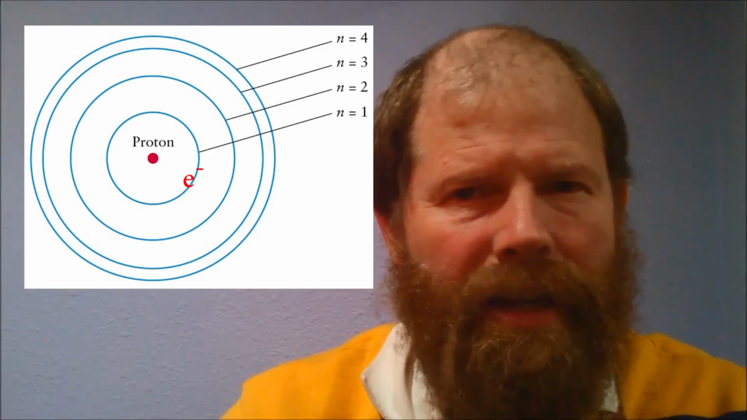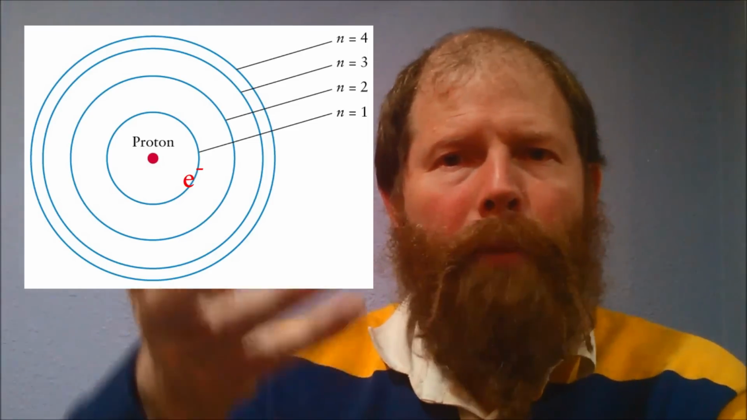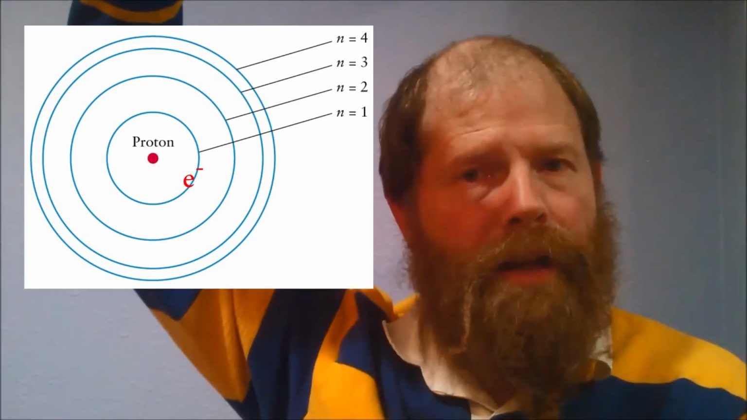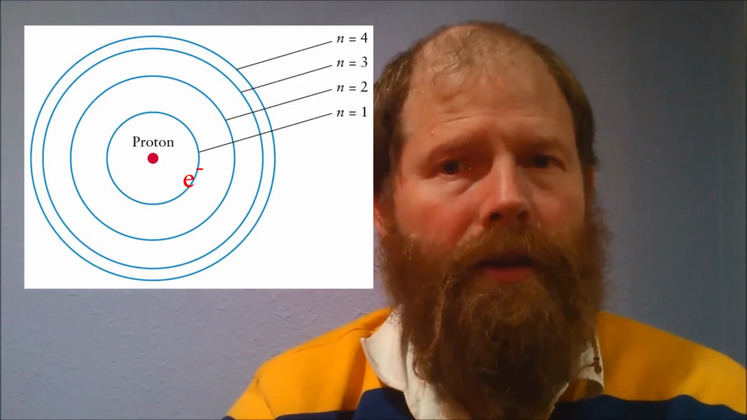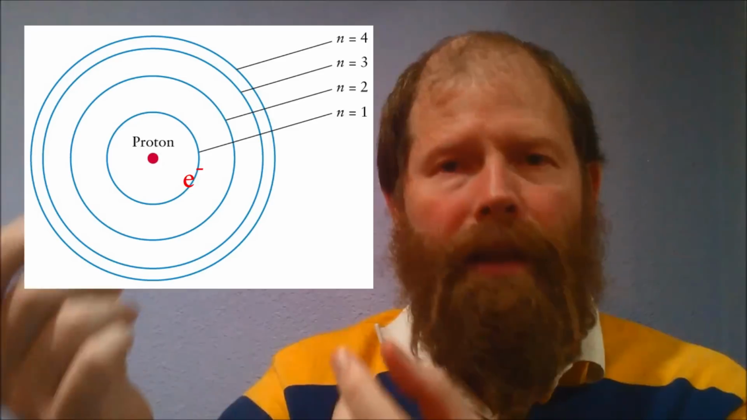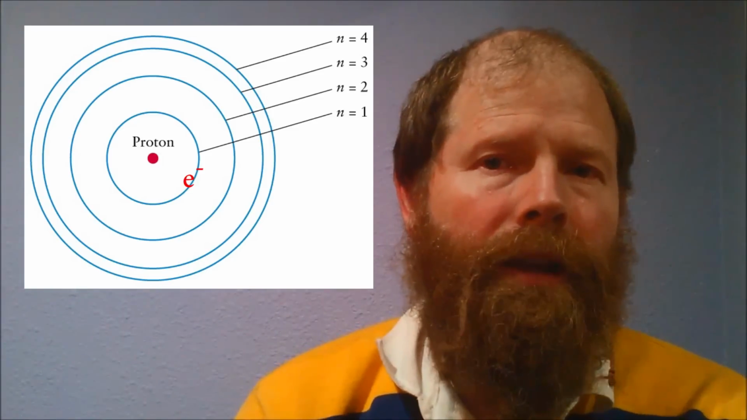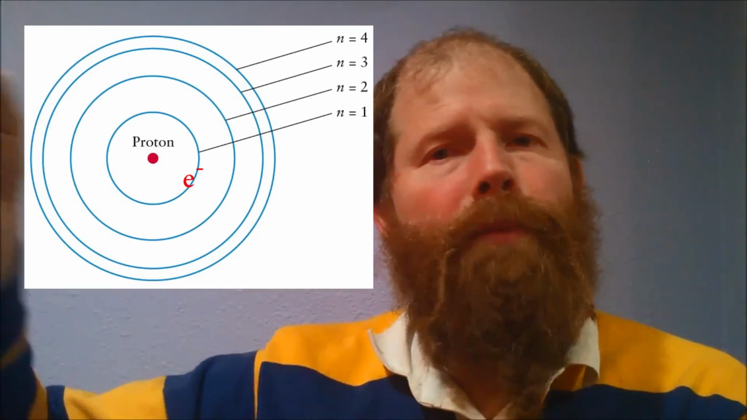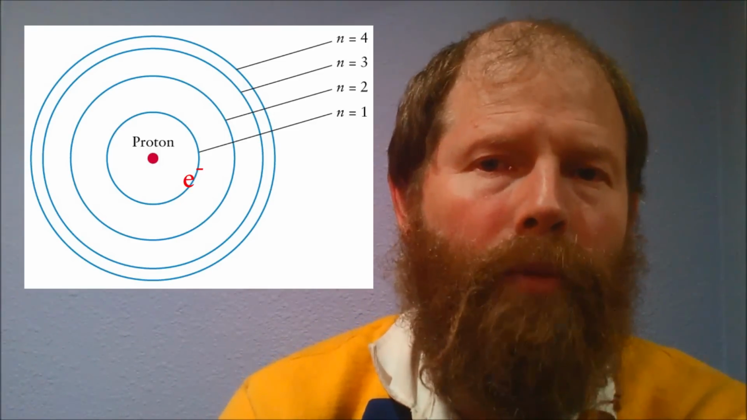Remember, that's just like gravitational potential energy. As we lift a ball higher and higher away from the Earth, it has more energy. When it's closest to the Earth, it has the least energy. When the electron is closest to the nucleus, it has the least energy. As we pull it away, it gets more and more energy.